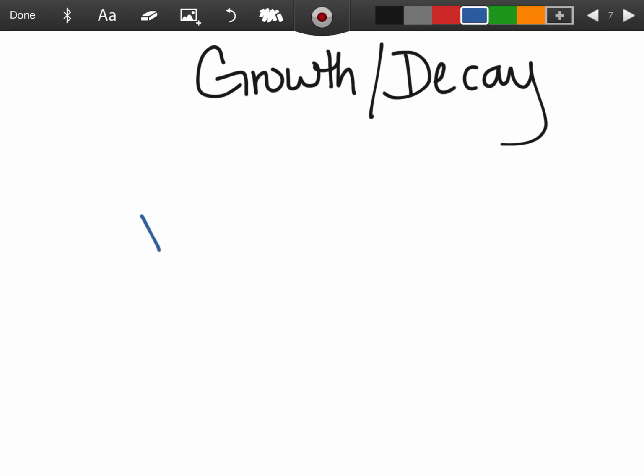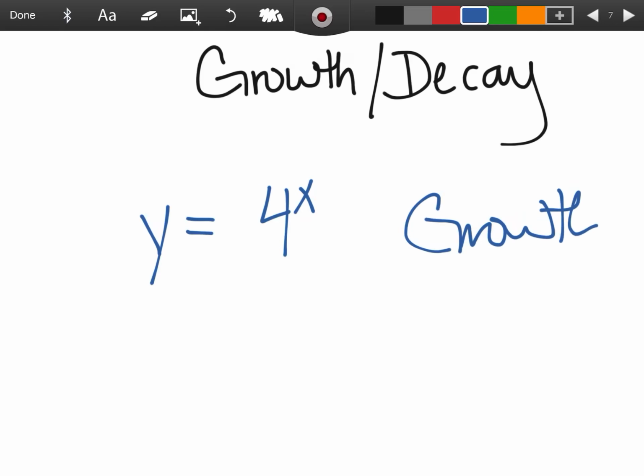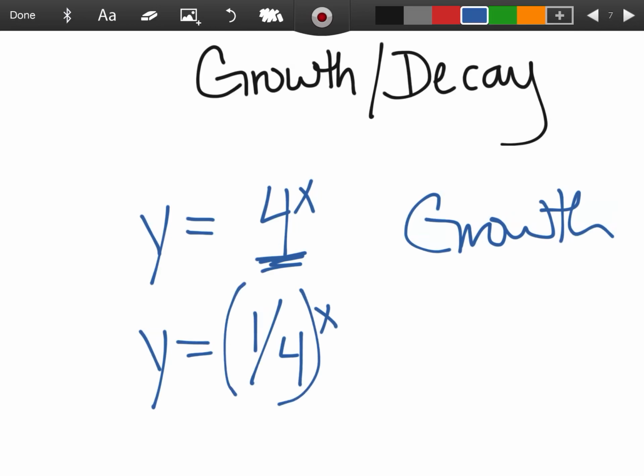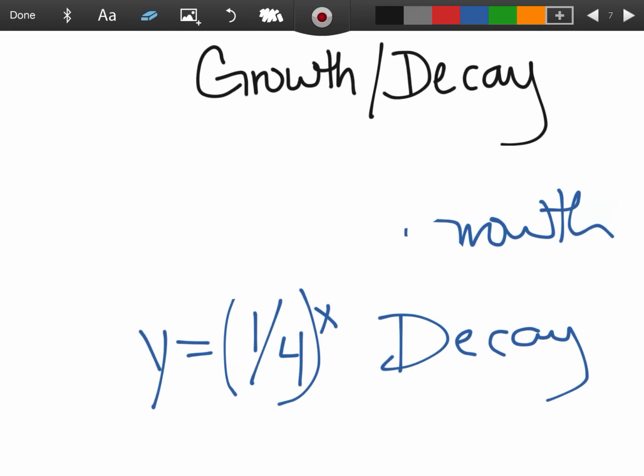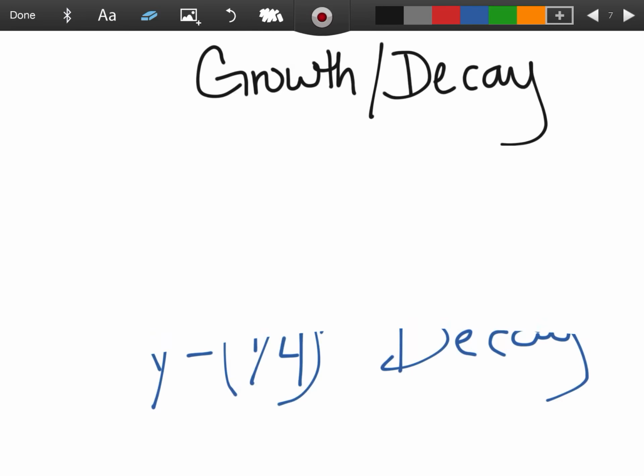All right, what if I had y equals 4 to the x? That is growth, my base, all right? What if I had 1/4 to the x? And a lot of times they'll put it in parentheses like that. That is decay. It's less than 1, between 0 and 1, okay? So if you need to pause anywhere just to look at it and make sense of anything, you can.